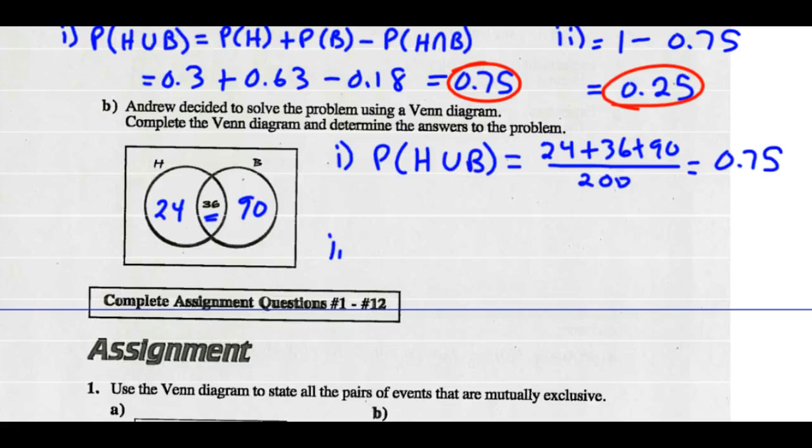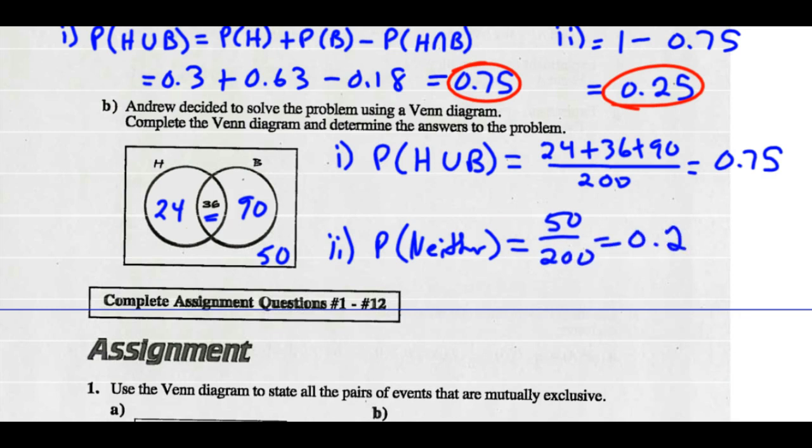Part 2, probability of neither. Well, that's the number of people outside the circle. So if you add 24 and 36 and 90, we came up with 150 out of 200 over here. So that means there's 50 people outside the circle. So 50 people out of the 200, which is 0.25. All right, so we get the same answers.